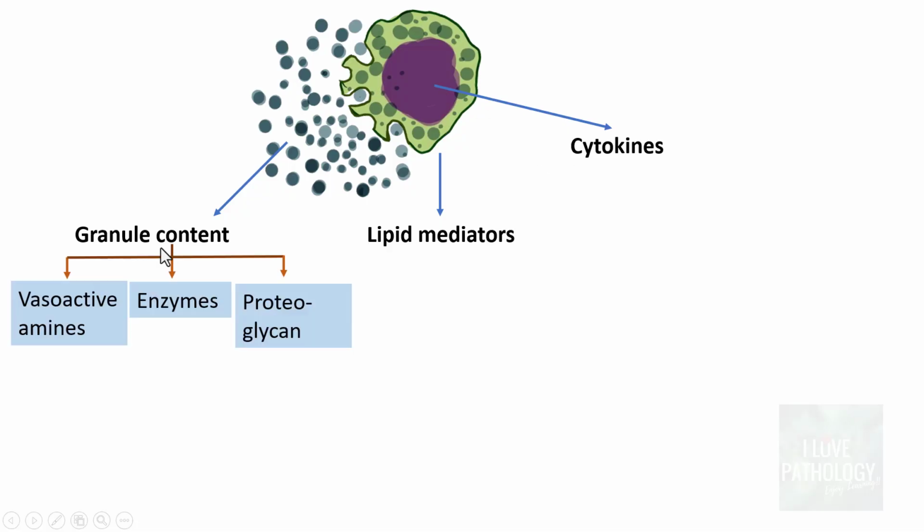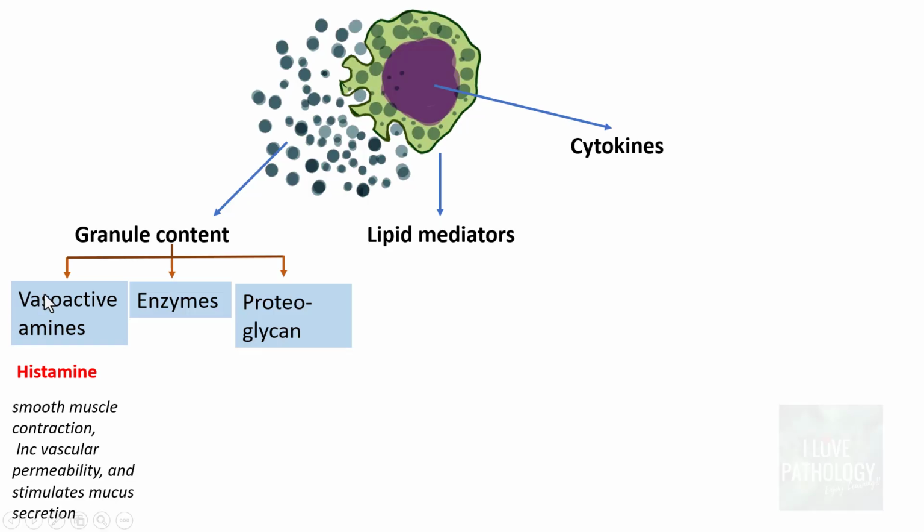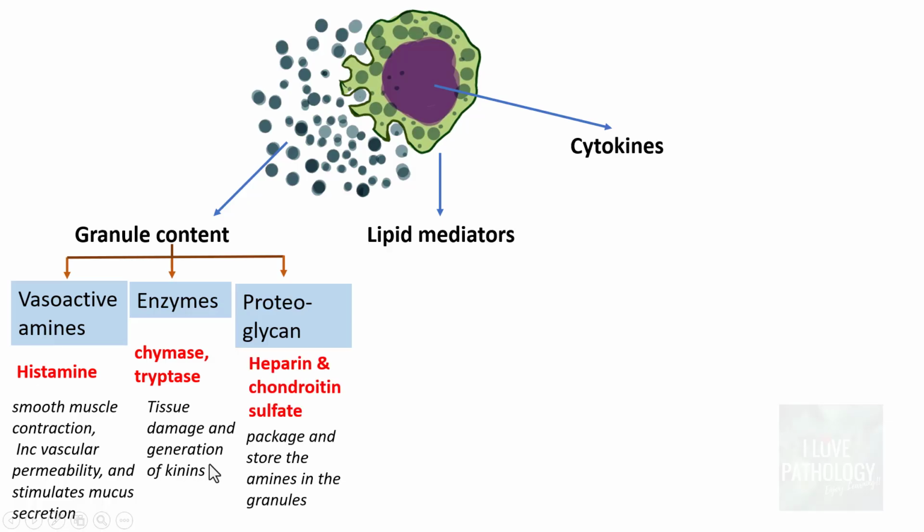Now, what are these granule contents? The granule content can be vasoactive amines, enzymes, or proteoglycans. What are those vasoactive amines? Histamine is the most common vasoactive amine. It is the one which results in smooth muscle contraction, increases vascular permeability, and also stimulates mucus secretion. What are the enzymes? The enzymes are chymase and tryptase. They cause tissue damage and also help in the generation of kinins.